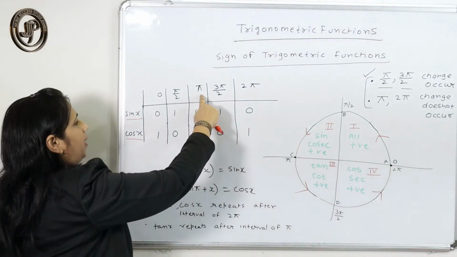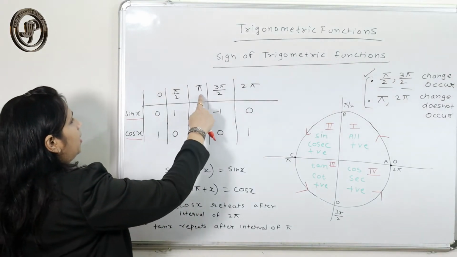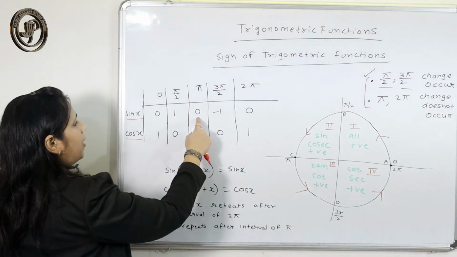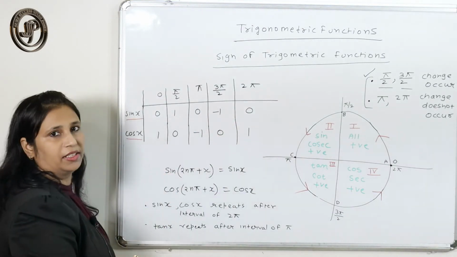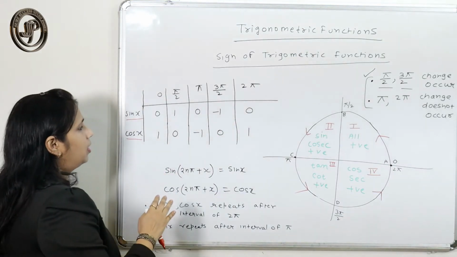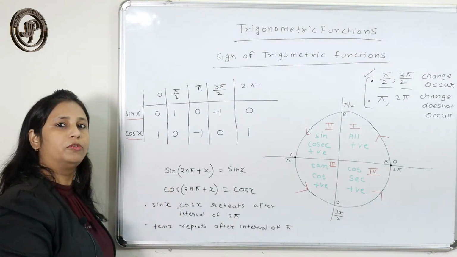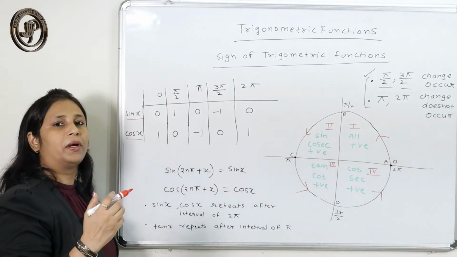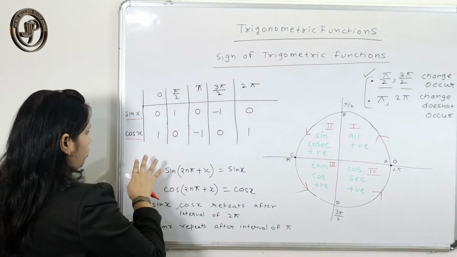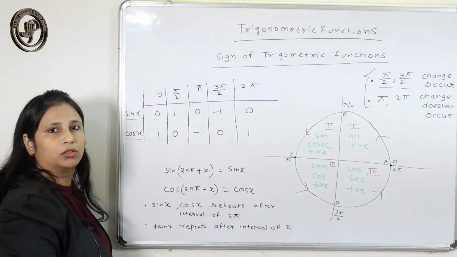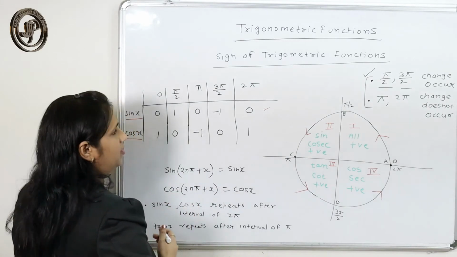Now pi, 3 pi by 2, 2 pi. You will see the value of sine pi is 0, and then sine 3 pi by 2 is minus 1. In due course of time I will show you this by the graphs also. We will explain all the trigonometric function graphs, but for this time you have to focus on this thing. So what I am trying to make you understand here.